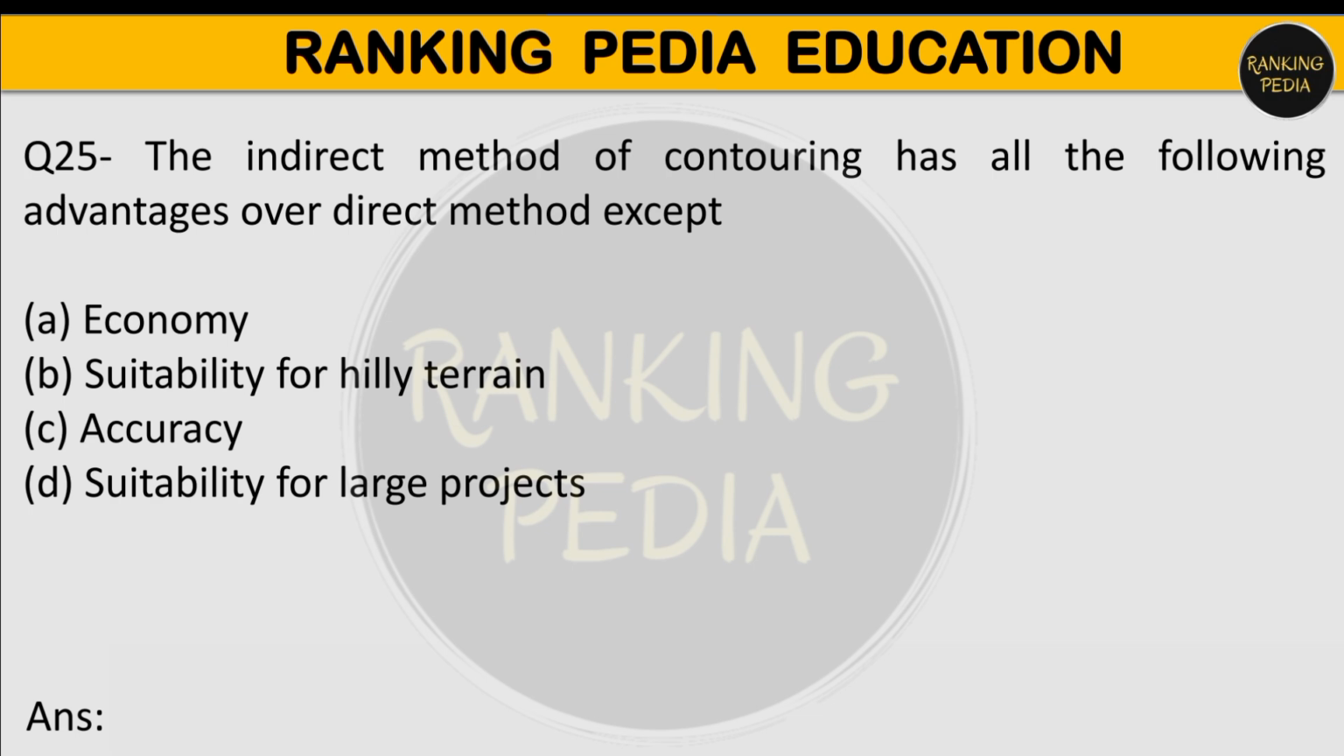Next question is, the indirect method of contouring has all the following advantages over direct method except one. So you have to answer this. First option is economy, second is suitability for hilly terrain, third is accuracy, and last is suitability for large projects. So which properties are from direct and which are from indirect? The indirect method of contouring has all the following advantages over direct method except one, that is accuracy. Option number C is correct.